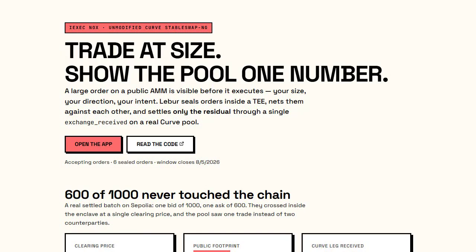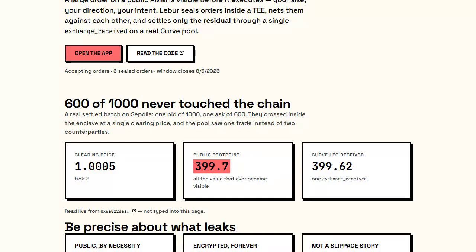Lebur is a confidential uniform price call auction on iExec Knox. Sealed orders net against each other inside a trusted execution environment, and only two things ever become public: the clearing price, and whatever could not be matched internally.